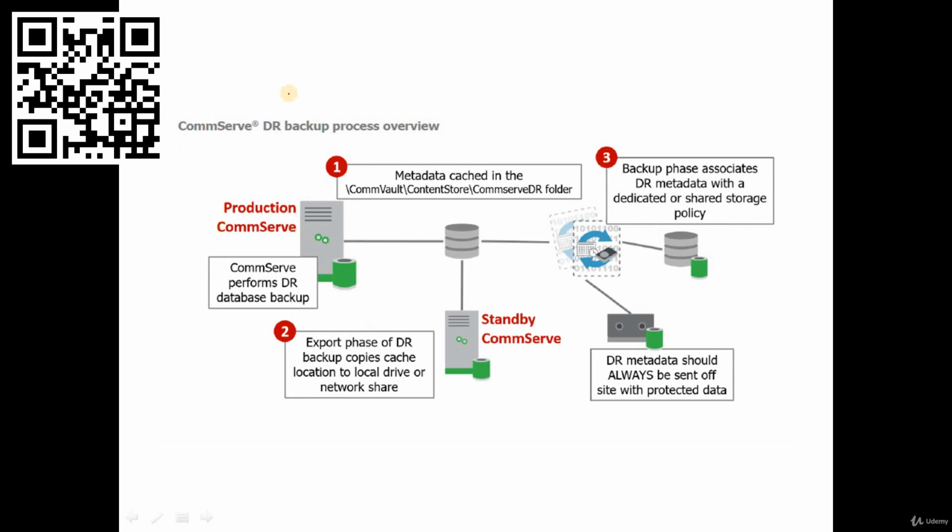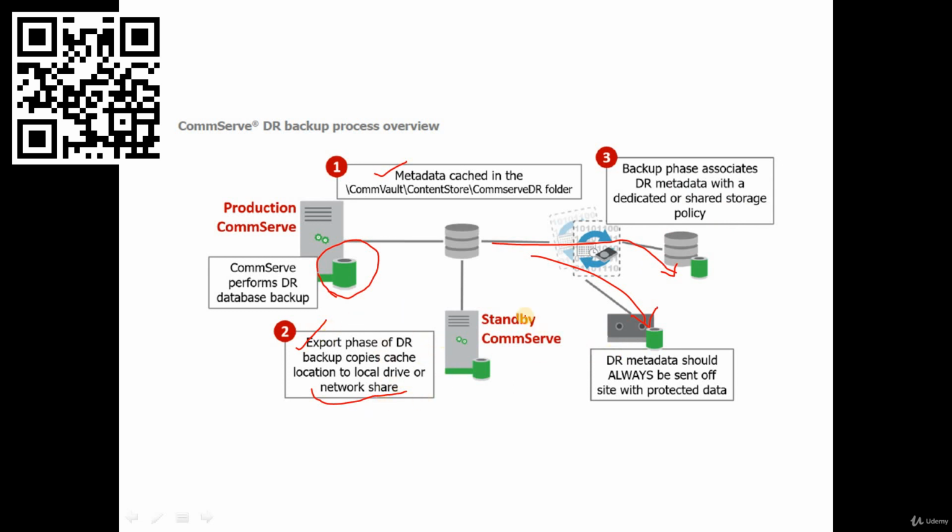So this is the process of how the backup happens. First, once the schedule kicks in, the production server takes the metadata that is cached in the DR folder, and that information is exported to a network share. After that, it will perform the backup of your SQL database to a disk library or to a tape library so that you can protect that data.